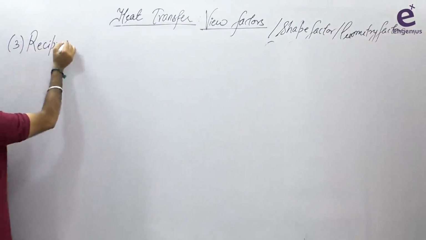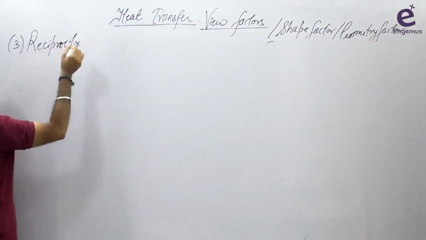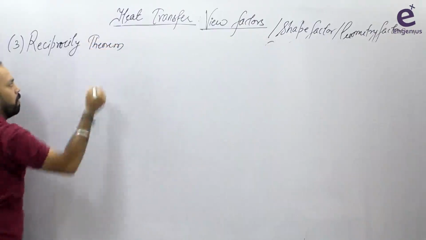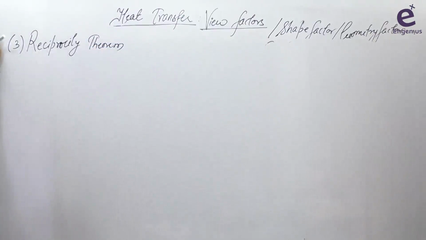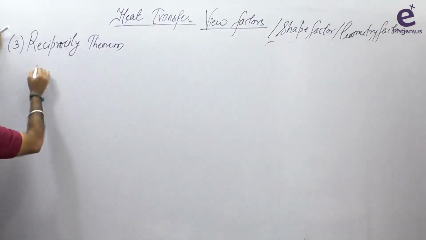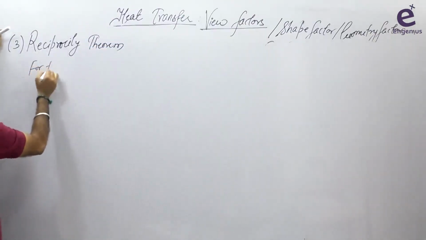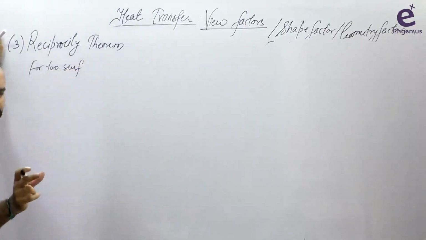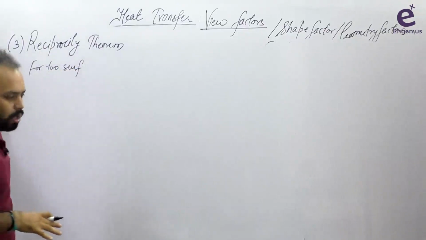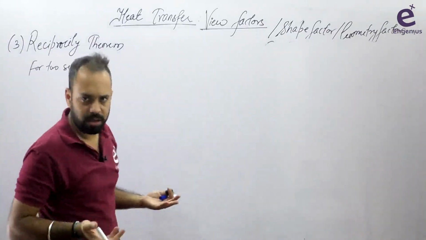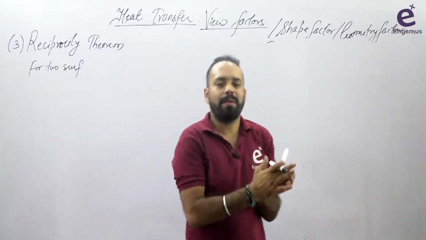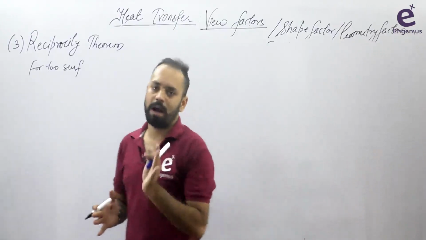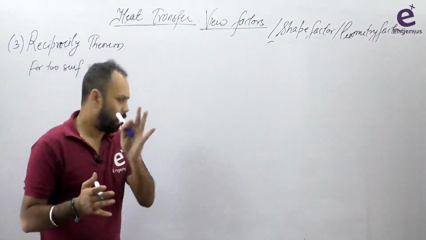Reciprocity has a small two-line derivation, but it doesn't matter. The reciprocity theorem of radiation says that it is only applied between two surfaces. I'm not saying that there should be only two surfaces; there can be n number of surfaces, it doesn't matter. But at one time, the reciprocity theorem always applies between two surfaces. At a time you can write the reciprocity theorem only between two surfaces. I'll tell you how.